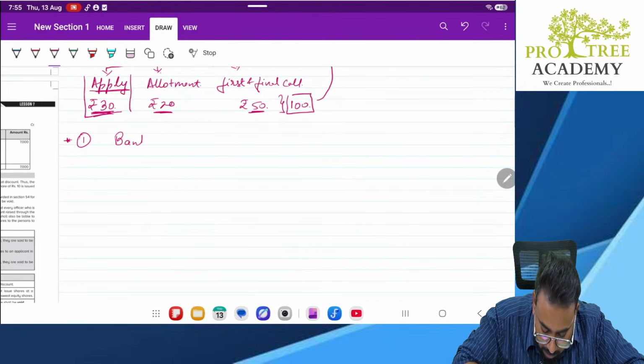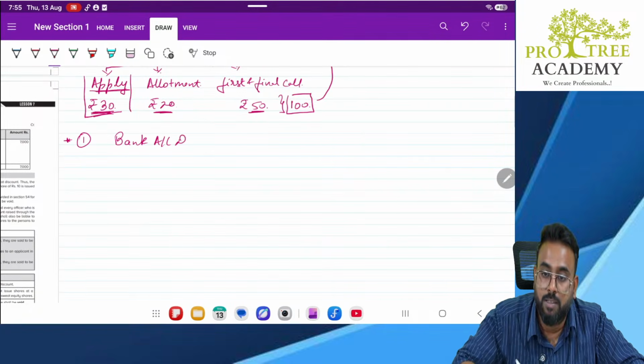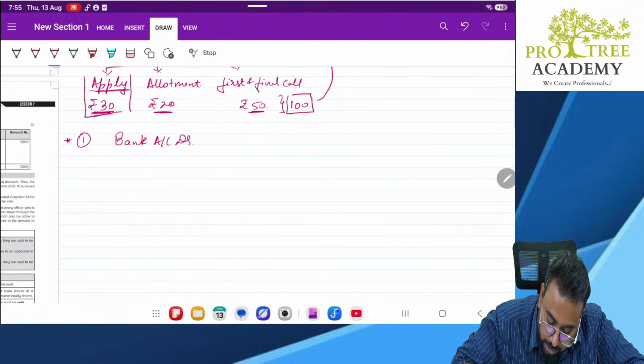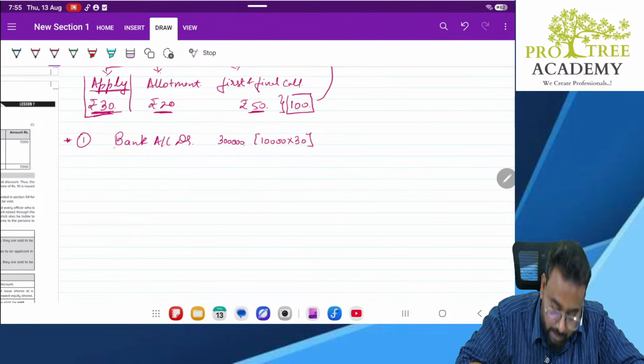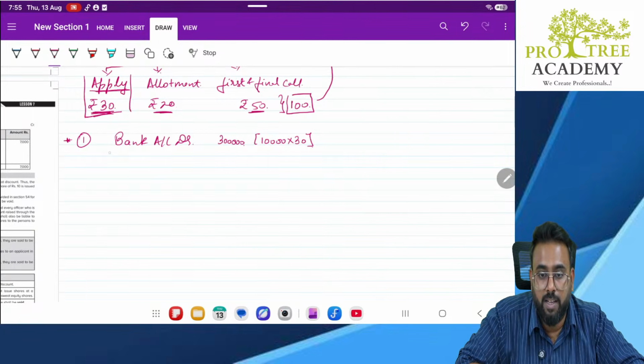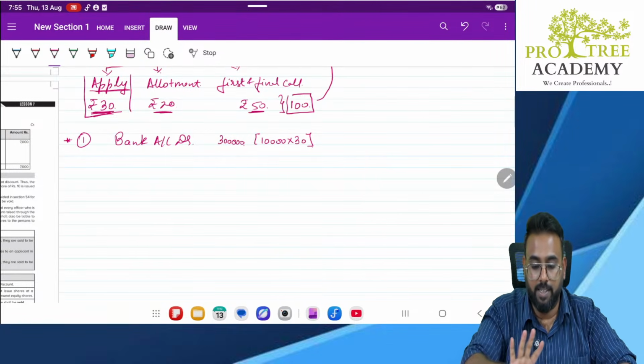So bank account debit. How much did you receive? Sir, I received 10,000 shares at 30 rupees each. So that will be 3 lakhs. And what is the money called? Sir, the money is called share application money. Okay, share application money. Correct, sir.